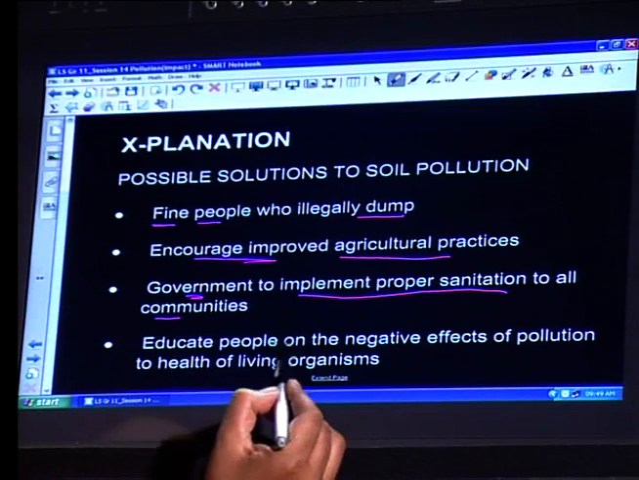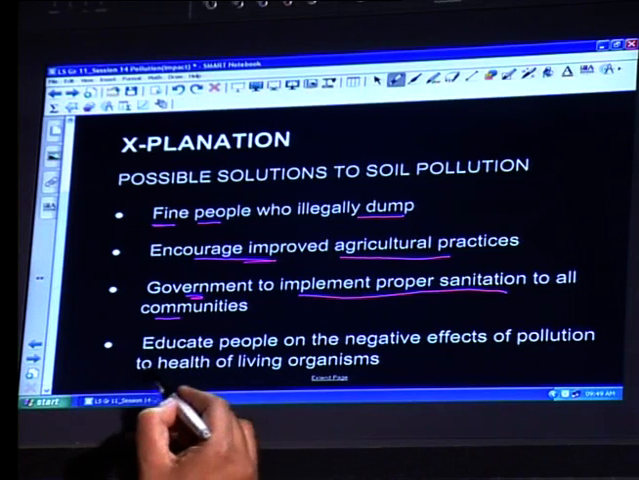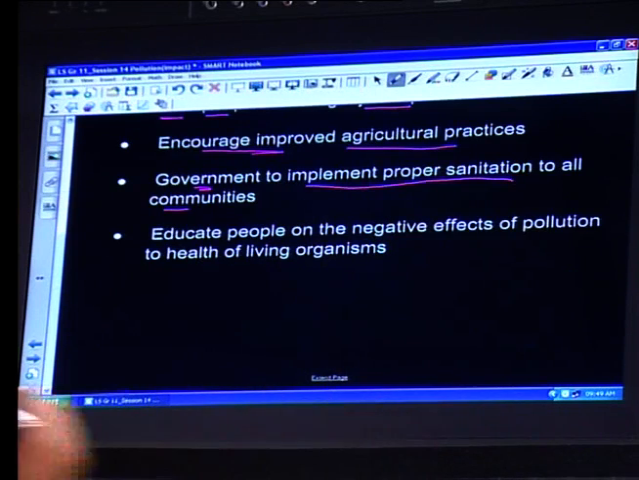Educating people, for example, people are educated on AIDS, right? It's an educational campaign. In the same way, educate people on ways to prevent pollution, right? Educate people on the negative effects of pollution to the health of living organisms. And one of the ways is running, for example, educational campaigns on TV, having posters, placard demonstrations, showing people that they need to save our environment.